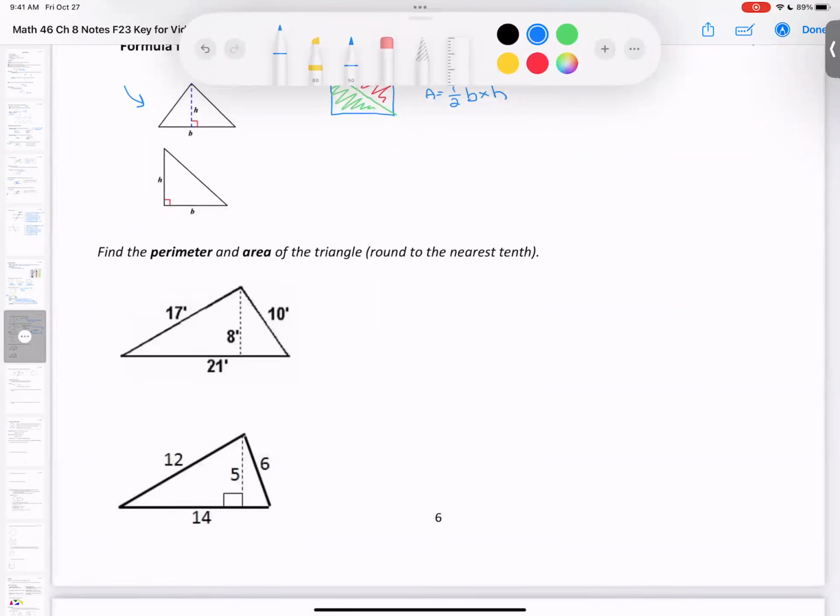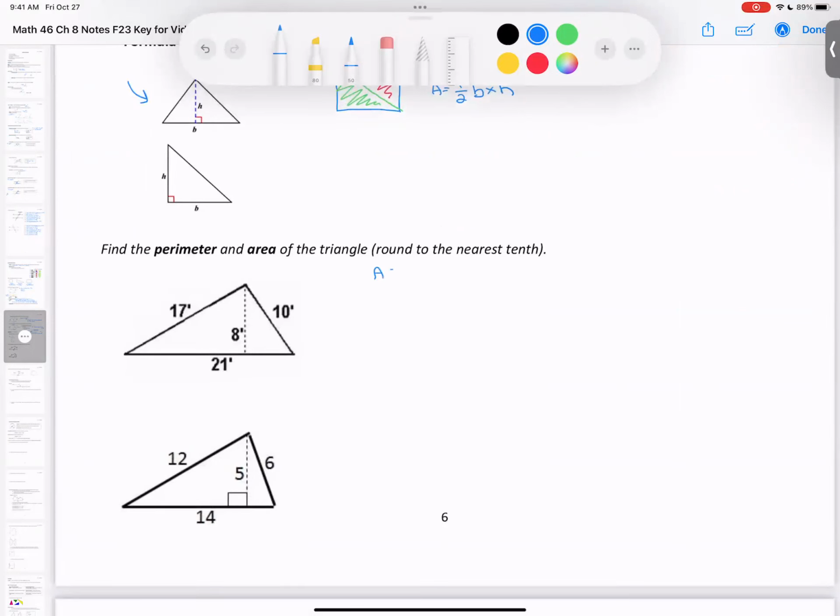Let's start with area. We just said area was 1/2 base times height. So 1/2, our base here is 21. By the way, that little symbol there means feet. It almost looks like an apostrophe, but that means feet. So we have 21 feet, I'm just going to write FT, and then we're multiplying by a height of 8 feet.